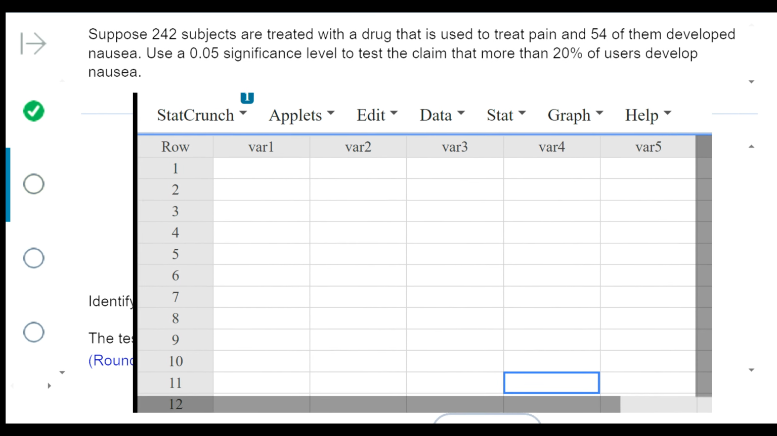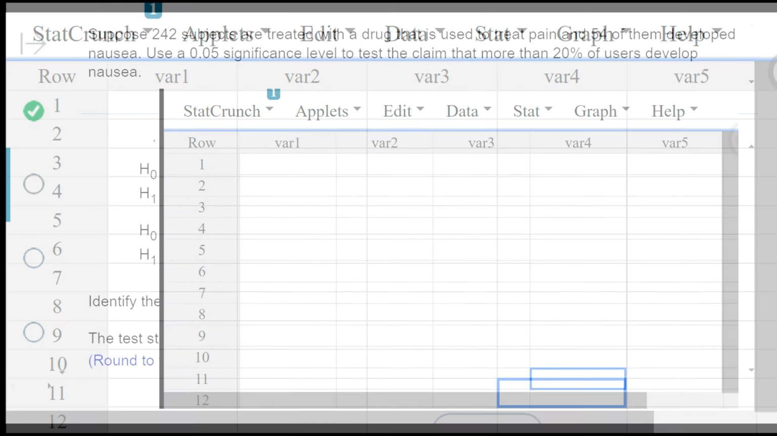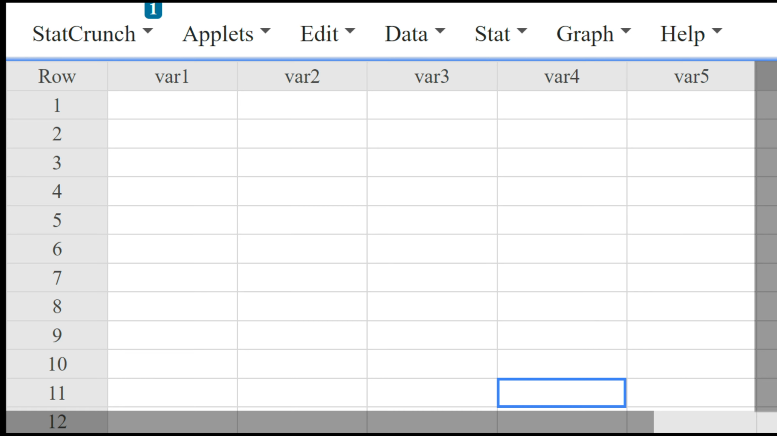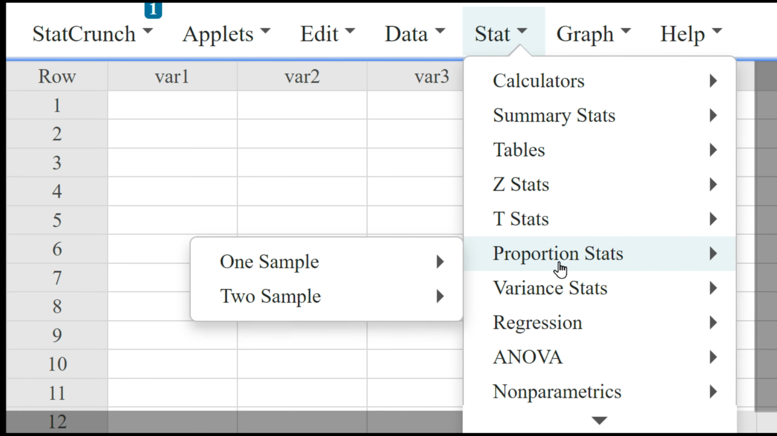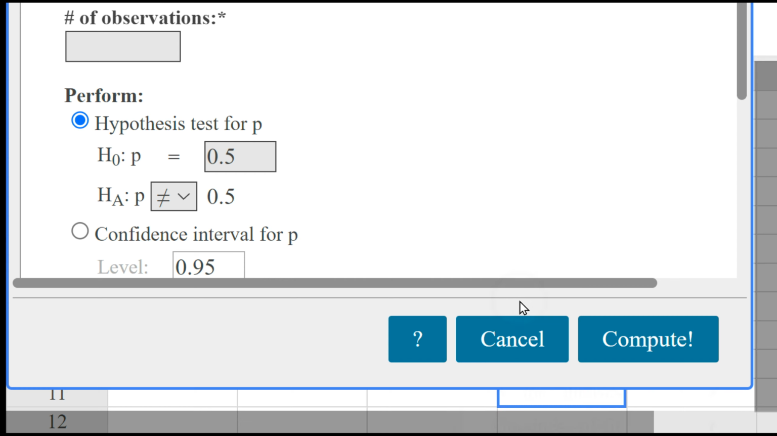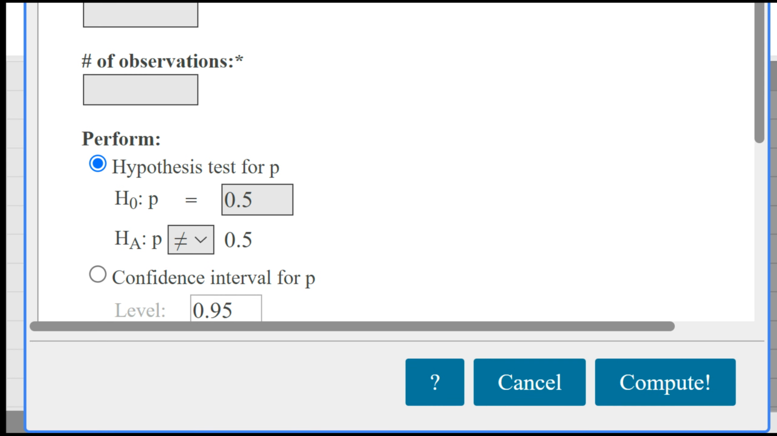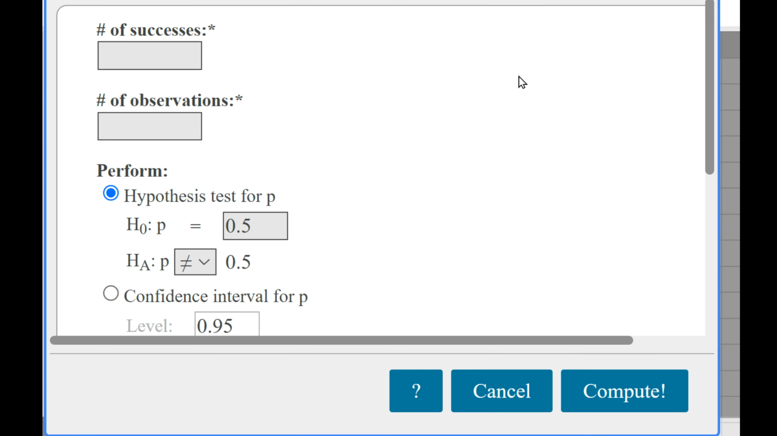Okay, so I would get my Statcrunch open. Here it is. This is still hypothesis testing about a proportion. Proportion stats, one sample with summary. They want to know the number of successes that we saw and the number of observations.